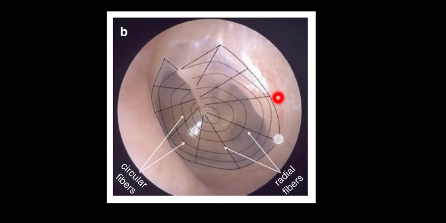This shows the various fibers of the eardrum, the radial fibers and the longitudinal fibers both interlace to give the eardrum its great architectural integrity.